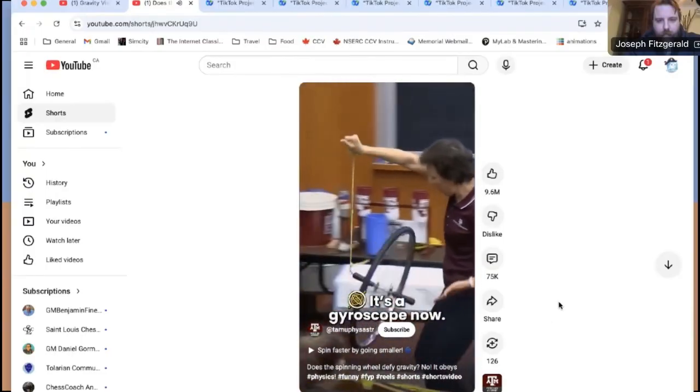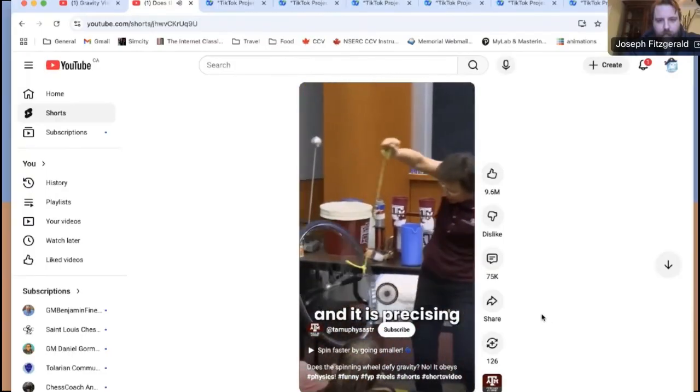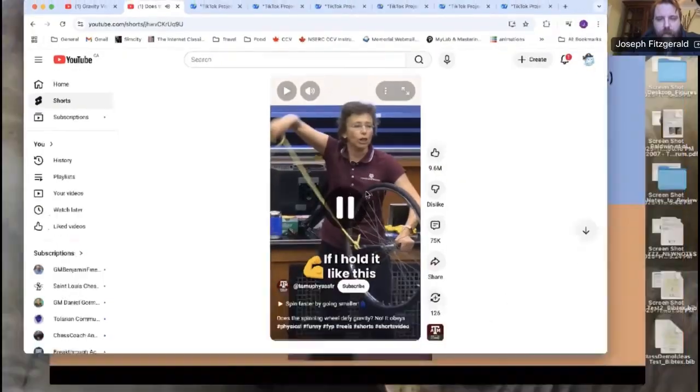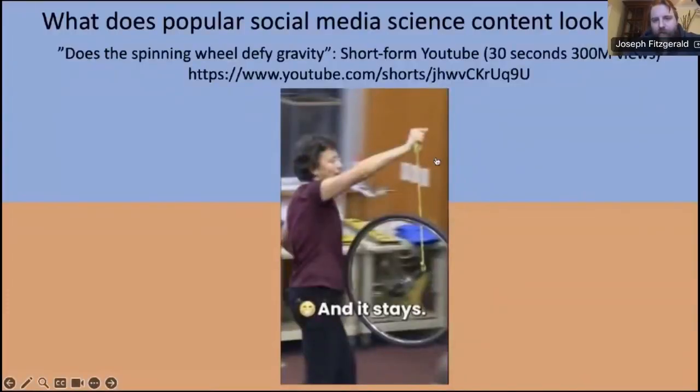It's a gyroscope now. It is spinning and it is precessing like our planet Earth. And so very, very short. And I think it was actually edited from a longer sequence to make it shorter. It's a classic demonstration of a spinning bicycle wheel. It has to do with angular momentum conservation. And it was able to reach a huge audience and get across a simple message.